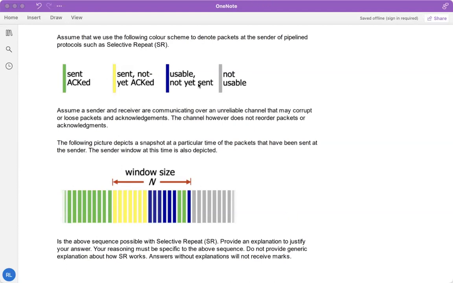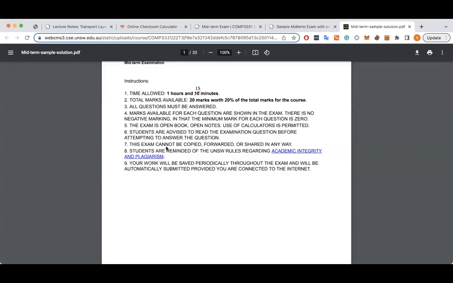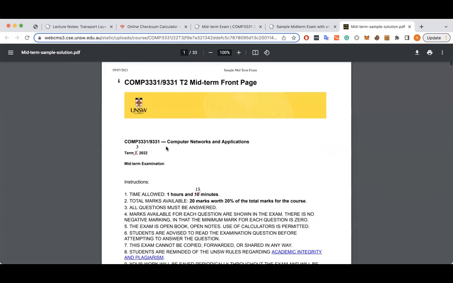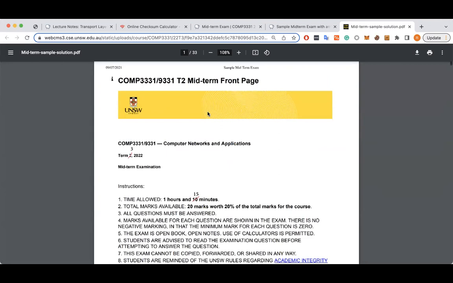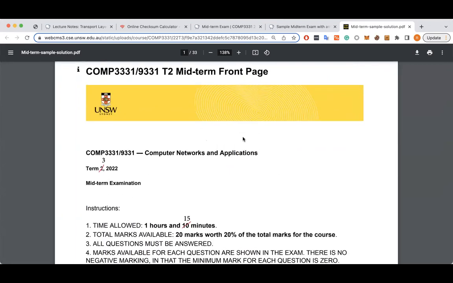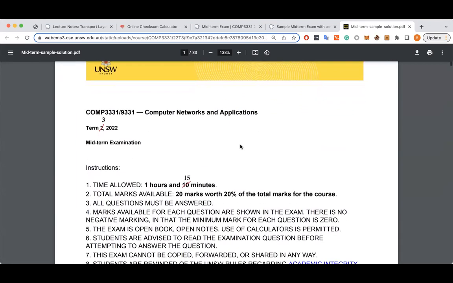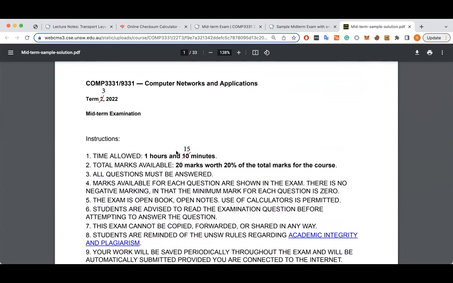Let's have a quick look at this. You can find this PDF file in the midterm exam information. In this semester, we have an extra 5 minutes to do it. I think they uploaded the wrong one. Let me try to find a new one. Give me a sec.